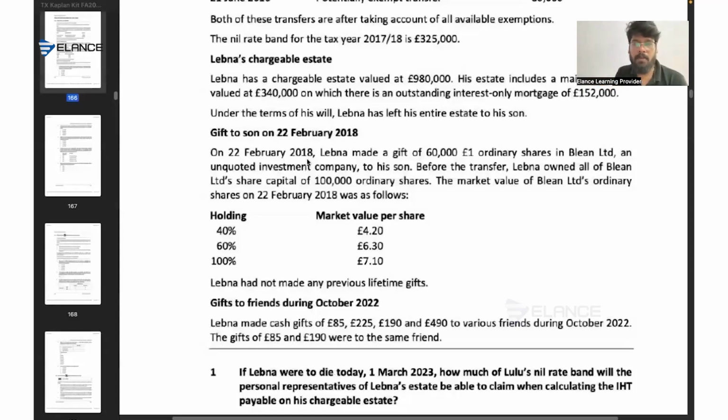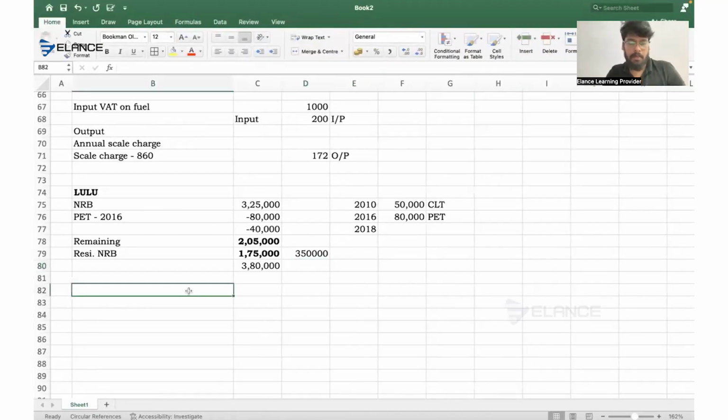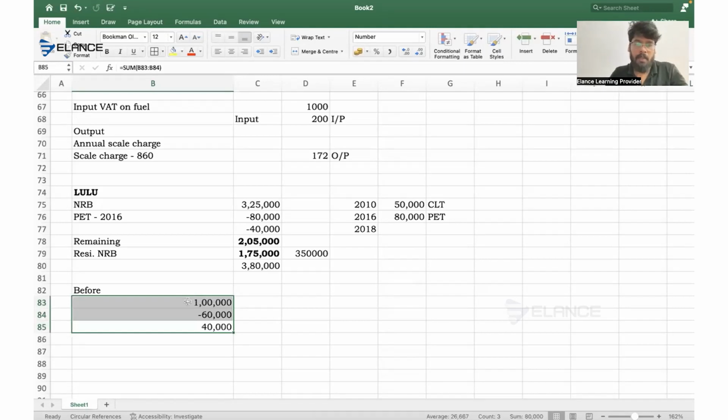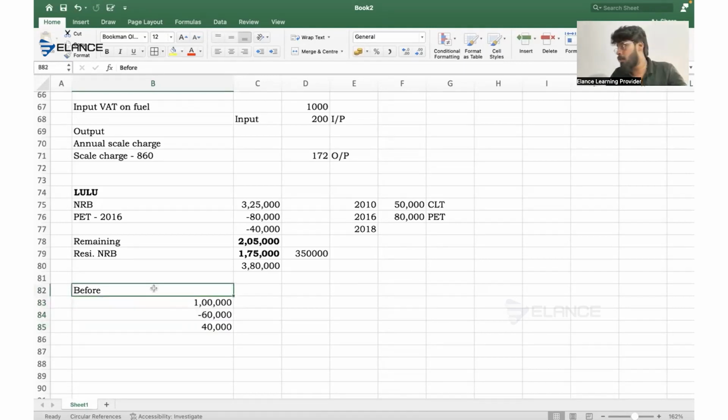On 22nd February 2018, Lebna made a gift of 60,000 ordinary shares in Belan Limited, an unquoted investment company, to his son. Before the transfer, Lebna owned all of Belan Limited's share capital of 100,000 ordinary shares. So here, before making the transfer, he was holding 100,000 shares. From these 100,000 shares, he gifted 60,000 shares to his son. And after making the transfer, the shareholding reduced to 40%.